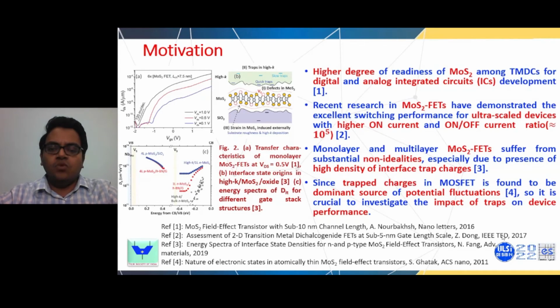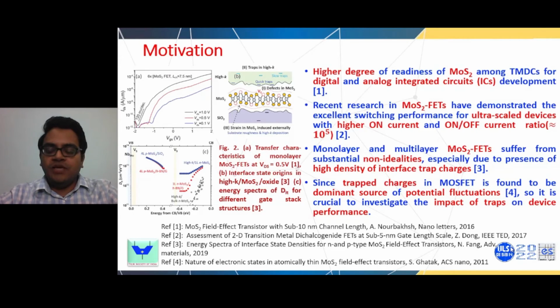It can be seen from figure 2b that type 1 traps represent the defects and impurities in the MoS2 N-type channel due to the presence of sulfur vacancies. This type of traps is present in mechanically exfoliated and CVD deposited MoS2 sheets. Type 2 traps represent the traps in the high K dielectric oxide. Then we have type 3 traps. These are present because of strain induced externally in the MoS2 sheets.